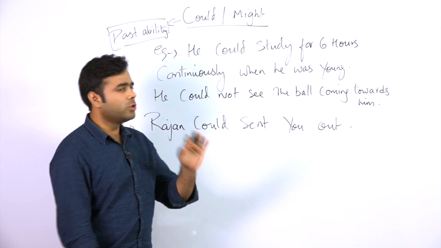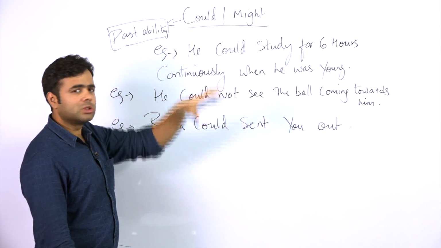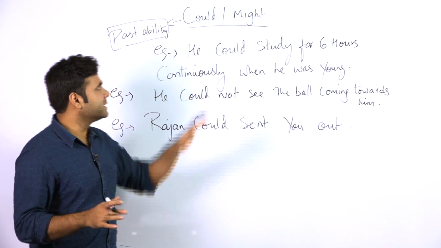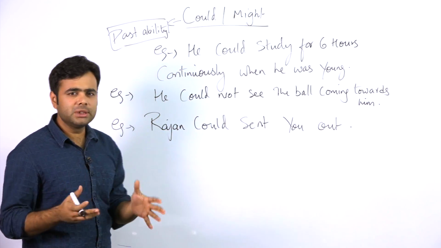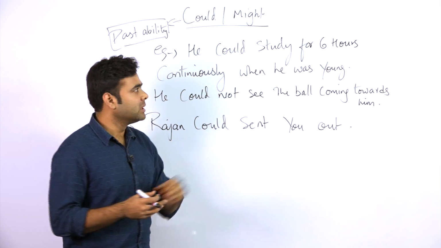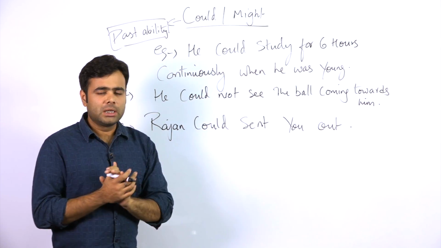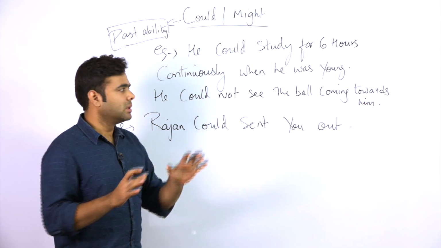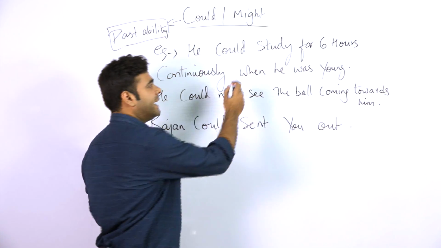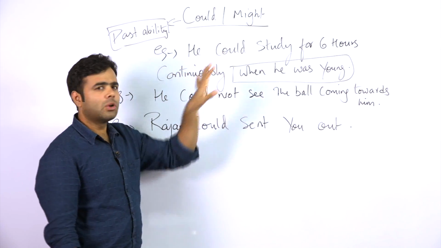Okay students, first of all you have to understand that could and might, where I have written past ability, show the past ability. The examples will tell you how exactly it shows past ability and what the basic reason for confusion is. The first statement says he could study for 6 hours continuously when he was young. People many times go wrong. Why? If I hide this part of the sentence, they will start thinking that this is not showing the past ability.